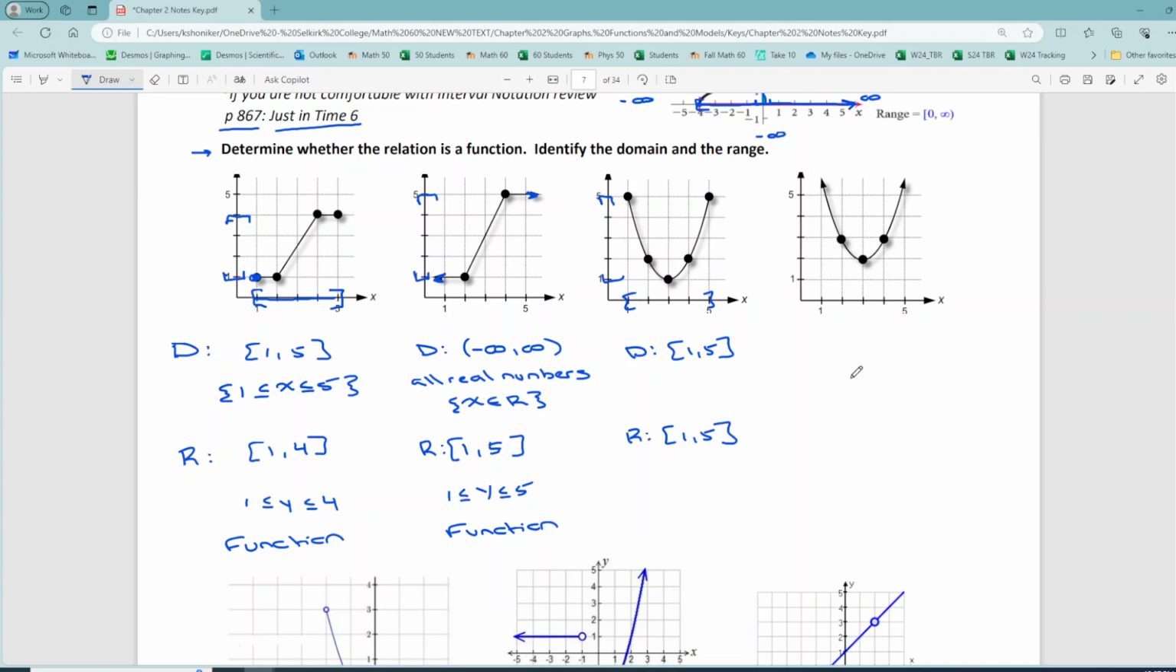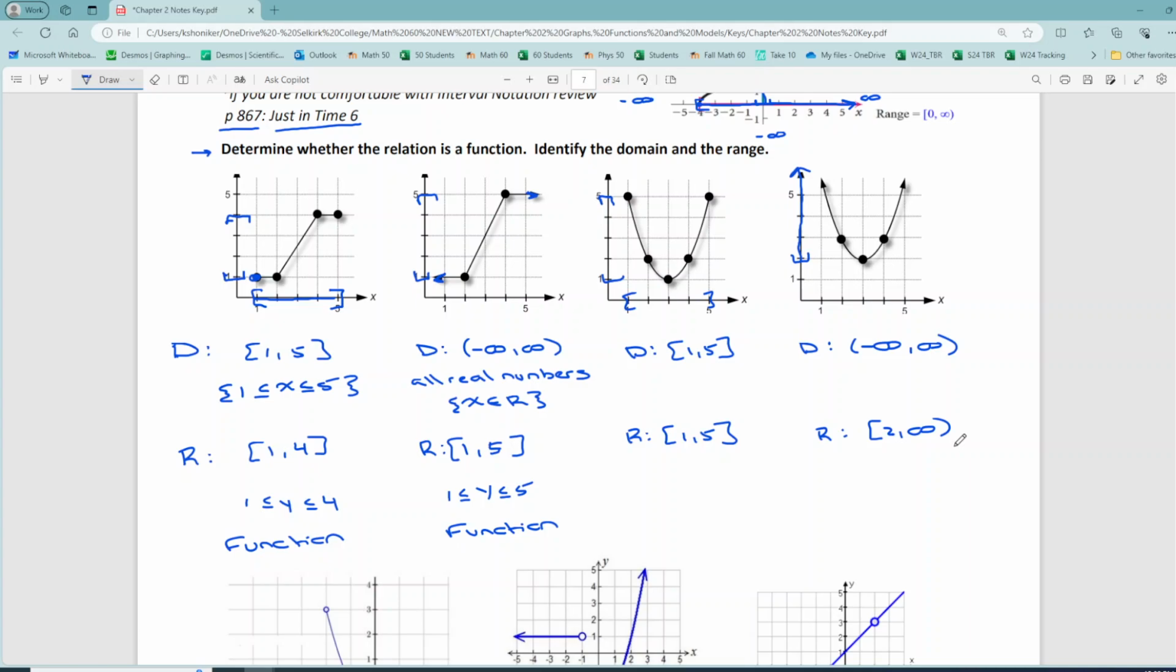What happens when I stick arrows on it is that my domain is now -infinity to infinity, or all real numbers, and my range starts here at 2, and then it extends and keeps going to infinity. So this would be 2 to infinity.